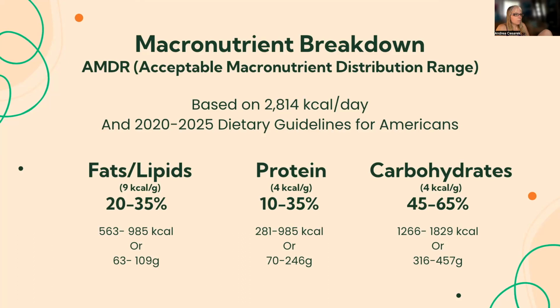Now, if we want to know how many grams of fat we need, then we're going to take these numbers and divide them by 9, because there are 9 calories in 1 gram of fat. And if we want to find out how many grams of protein, we're going to divide that by 4. Same thing with the carbohydrates, because there are only 4 calories per gram in protein and carbohydrates.